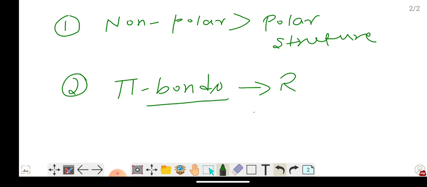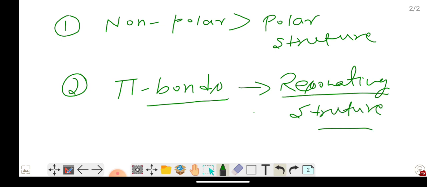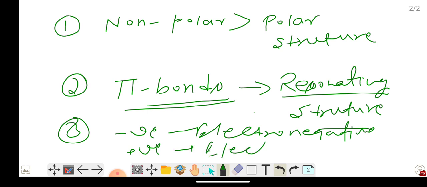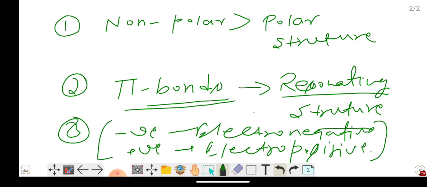Now we have the second point, higher number of pi bonds. Resonating structures having a higher number of pi bonds are more stable. Now the third point: if a negative charge is present on an electronegative atom, and a positive charge on an electropositive atom, then the compound should be stable.